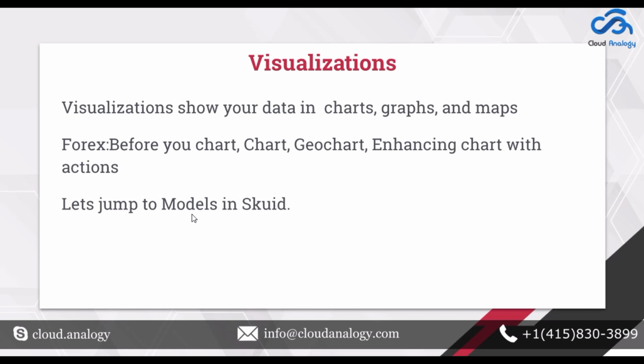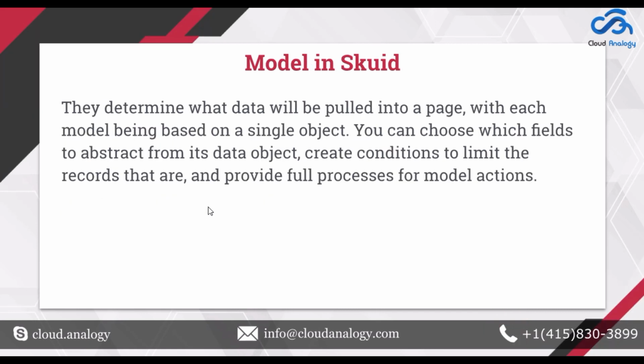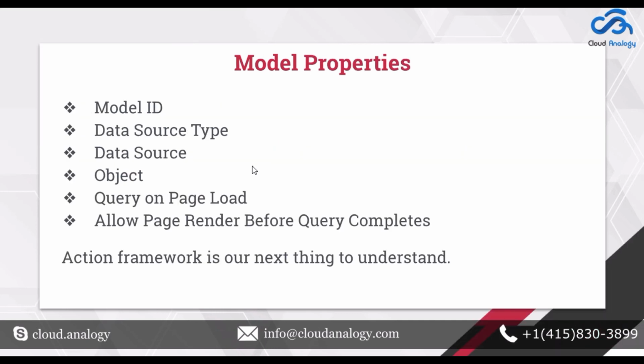Now let's jump into models in Skuid. They determine what data will be pulled into pages, with each model being based on a single object. You can choose which fields to pull from the data object, create conditions to limit the records that are provided, and provide a full process for model actions. Properties specify some essential behaviors for the model. Actions allow you to specify actions to perform when certain events are triggered on a given model. Actions are an extension of the action framework.